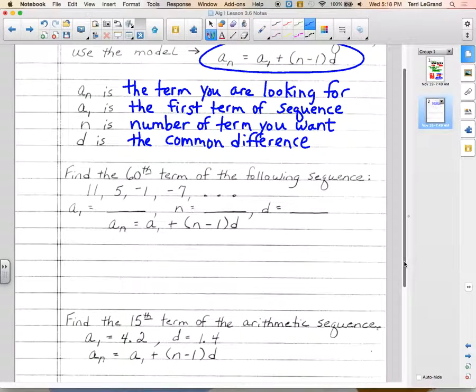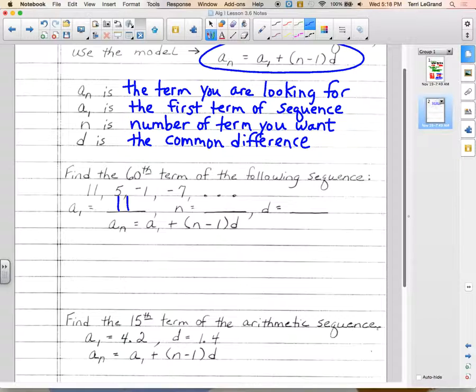Okay, let's just do some practicing here. Find the 60th term of the following sequence: 11, 5, negative 1, negative 7. They only gave us 4 terms. Don't really want to do what we were doing on the front side of our notes. So we're going to use our model. We need a sub 1, our first term. It's 11.